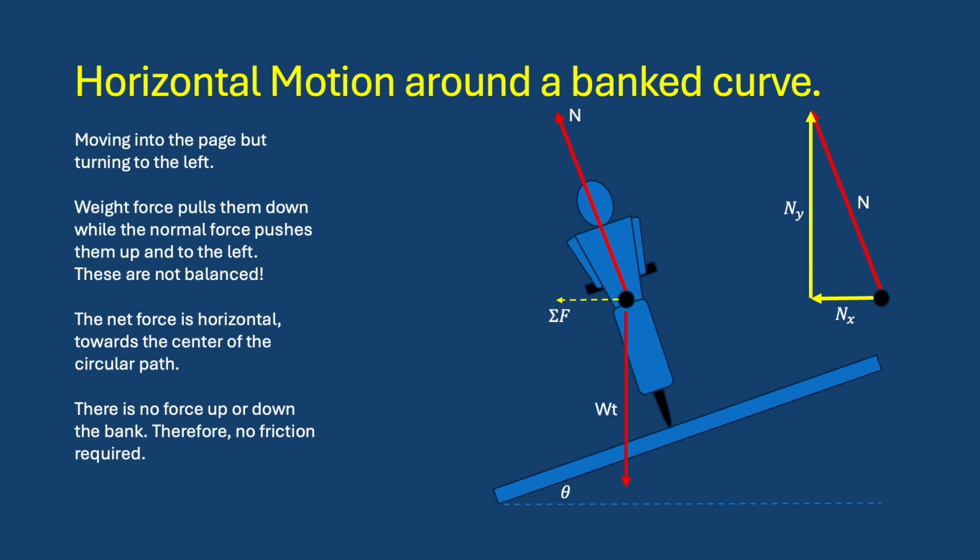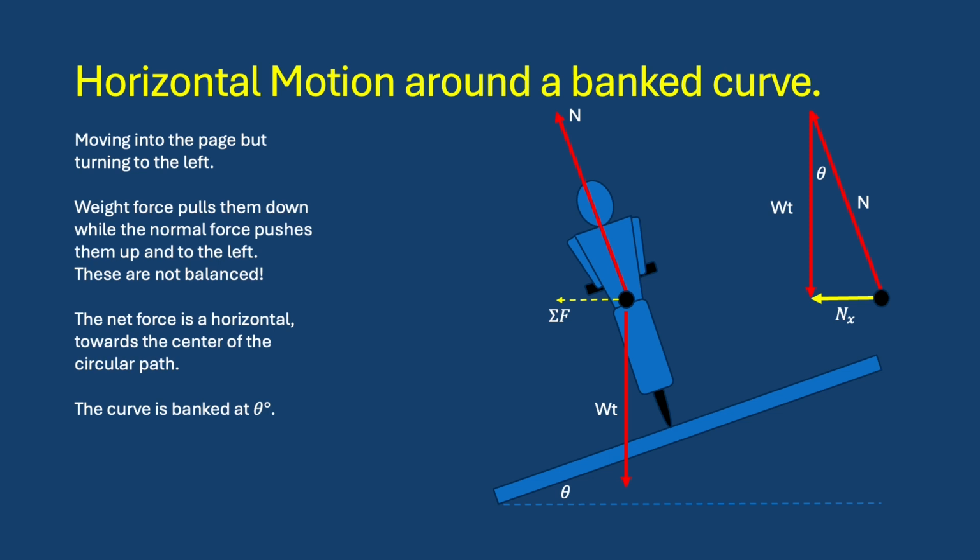The normal force can be thought of as having a vertical component and a horizontal component. Because the normal force is acting from the tyres through the centre of mass of our cyclist, and acting perpendicular to the surface, there is no part of the normal force which is up the bank or down the bank. And so friction does not play a part in the motion of this cyclist as they go around the curve. This is possible because the cyclist will be moving at exactly the right speed for this particular angle of banked curve. The curve is banked at an angle theta.